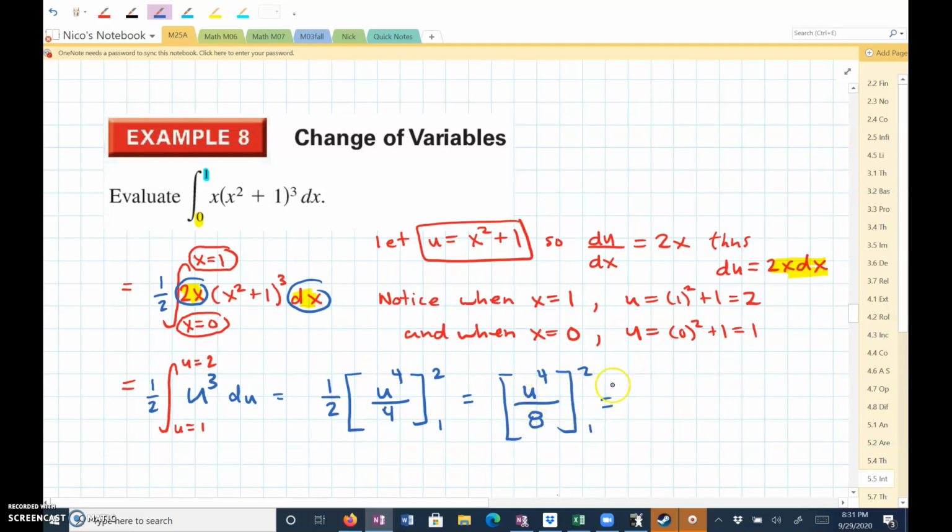When you put 2 in here, this will be 2 to the 4th power over 8 minus 1 to the 4th power divided by 8. 2 to the 4th power would be 2 times 2 times 2 times 2. This is going to be 16 over 8 minus 1 over 8. So this is going to be 15 over 8.